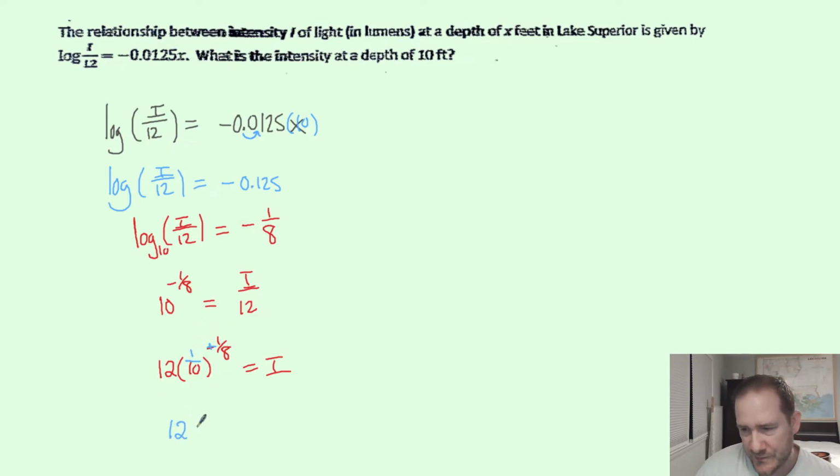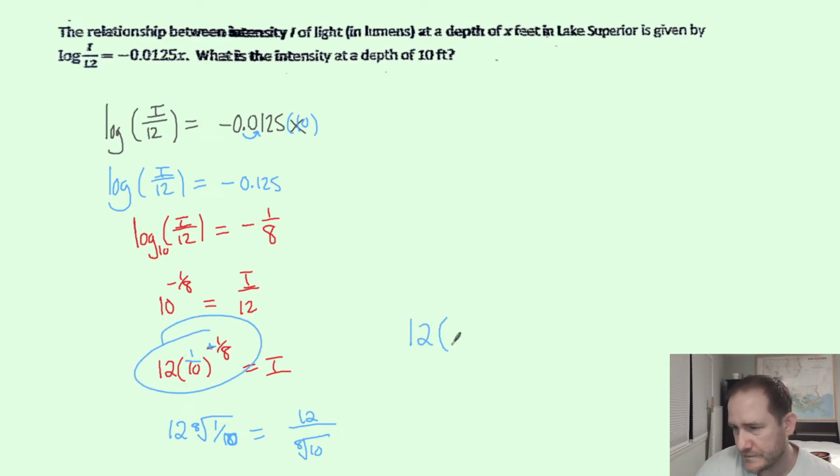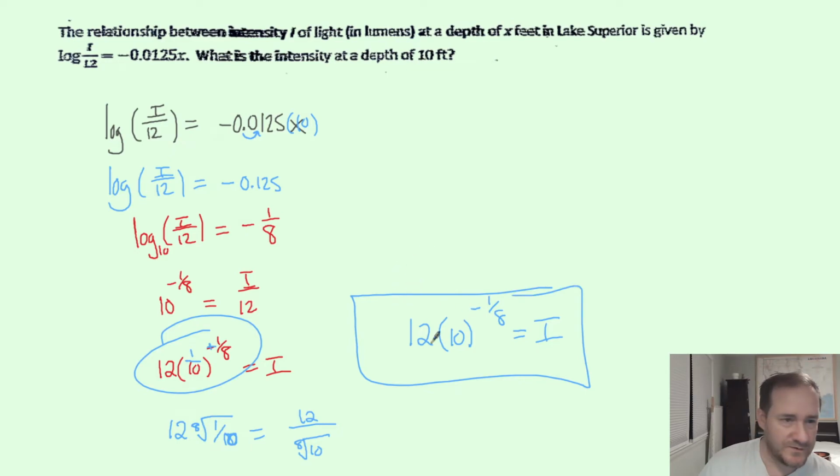So should you be giving me 12 times the 8th root of a 10th? That doesn't seem great, right? I don't know. It could be 12 over the 8th root of plain old 10. That's not great. Honestly, I think the way it was was fine. 12, 10 to the negative 1/8. That is our intensity. Without a graphing calculator or a scientific calculator to evaluate this, you leave it alone.